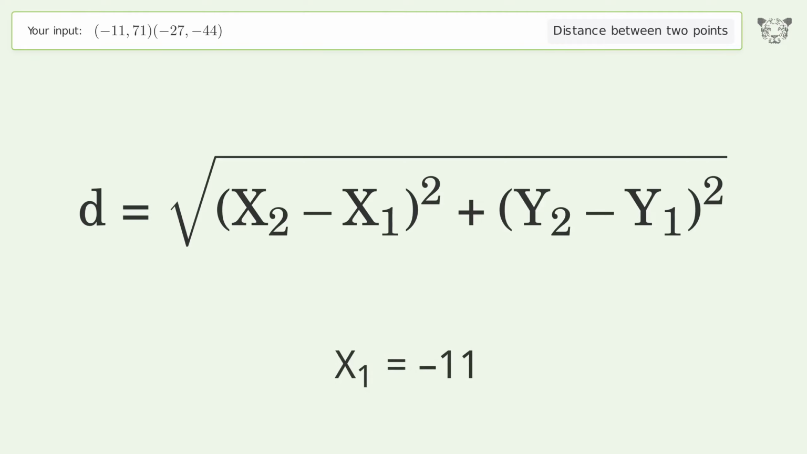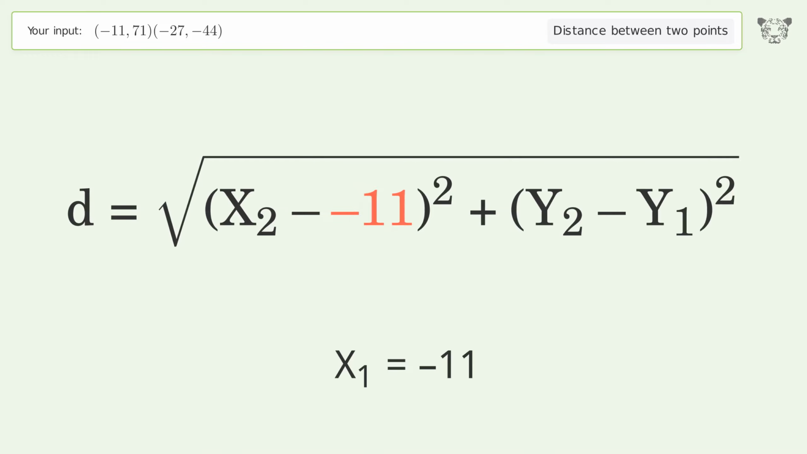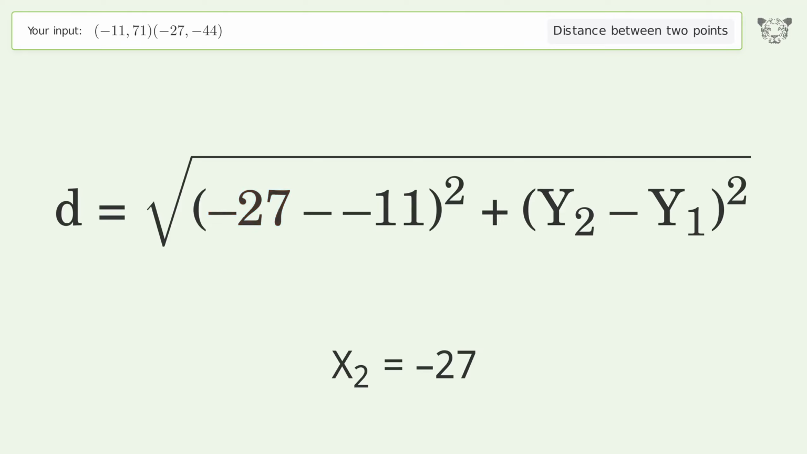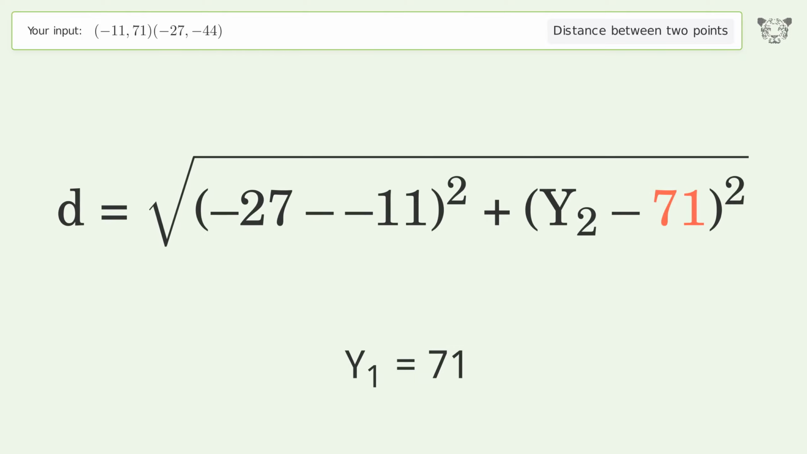x1 equals -11. x2 equals -27. y1 equals 71. y2 equals -44.